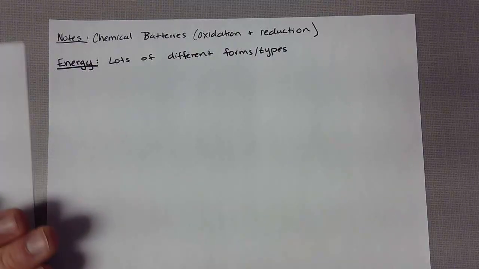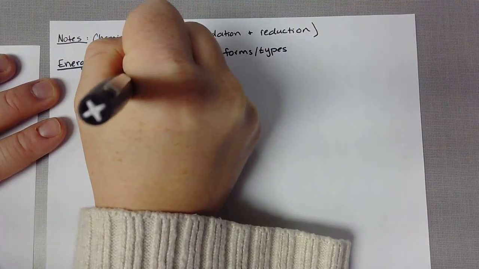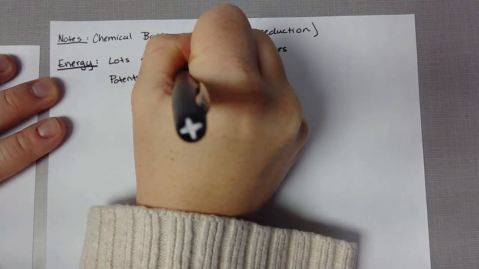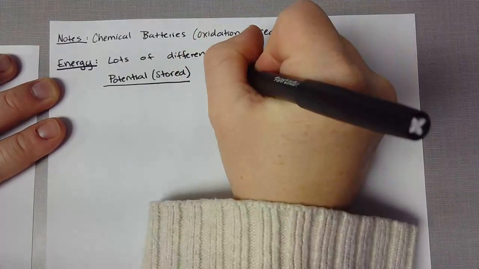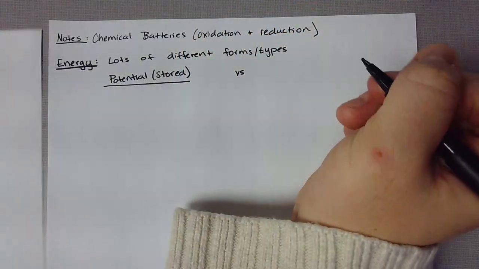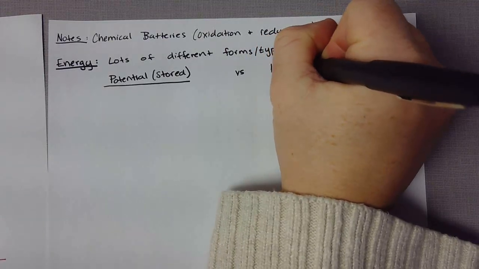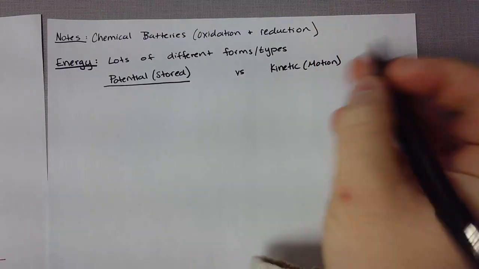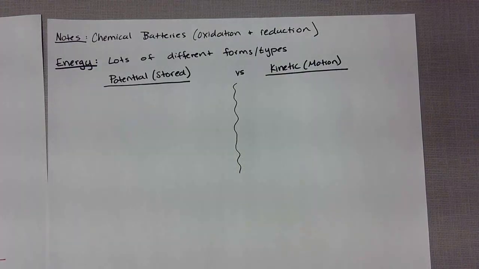So on the left, I'm going to put potential, which would be stored energy. And we are going to compare that to, so versus kinetic, which would be energy of motion. And I'm going to split that, and I might need to make that a little bit longer later.